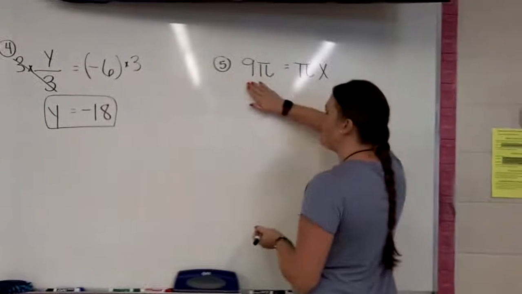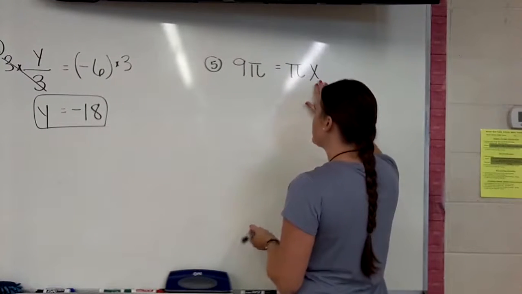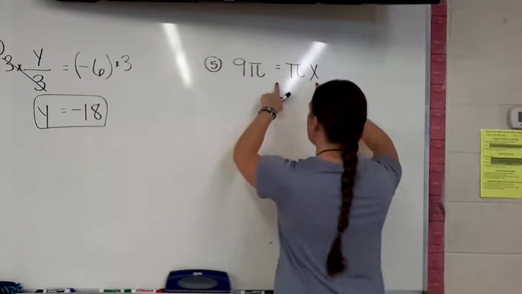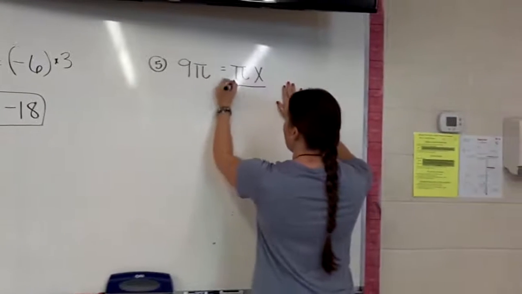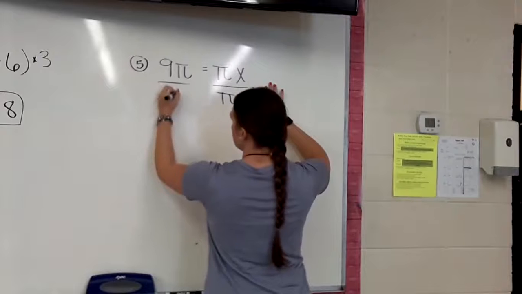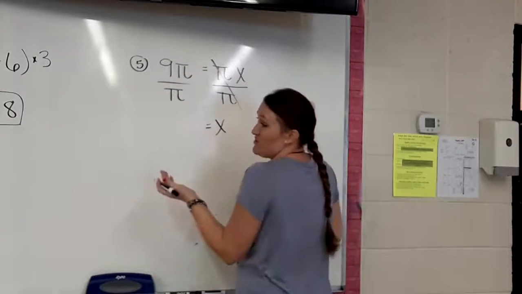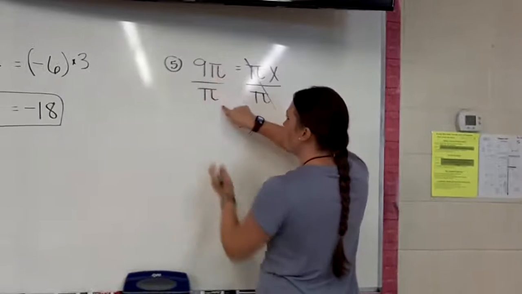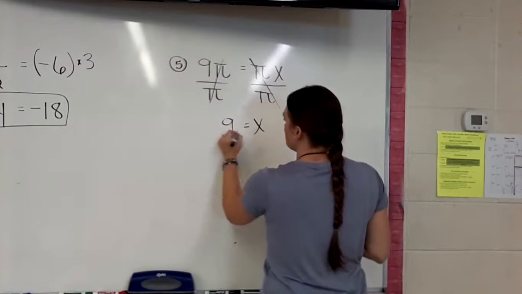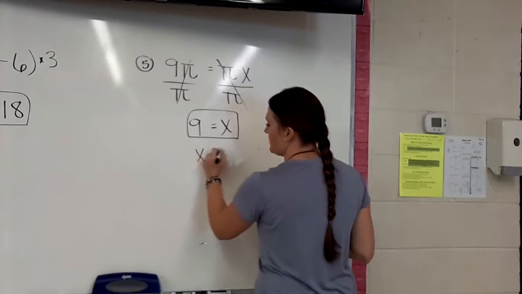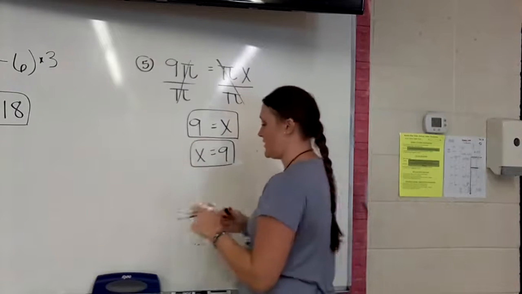On this one, I have 9 pi equals pi x. So I'm solving for x. It's on the opposite side. That doesn't matter. We still just solve for it. It's being multiplied, so I have to divide both sides by pi. This problem looks weird, but it's okay. It's actually pretty simple, because 9 pi over pi, your pi's cancel, and you're just left with 9. You can write it this way, or if you want to flip it around, either one of those is correct. X equals 9.